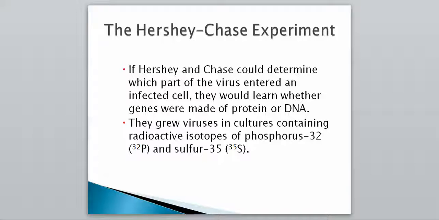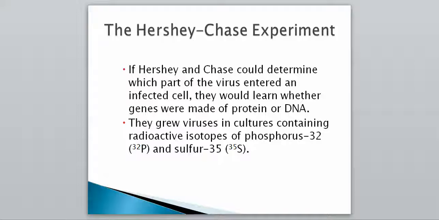Hershey and Chase wanted to determine which part of the virus entered and infected the cell, and they would learn whether genes were made of protein or DNA. If they could determine which part of the virus entered an infected cell, they would learn whether genes were made of protein or DNA. Because up to this point, we didn't know what the composition of our genes was.